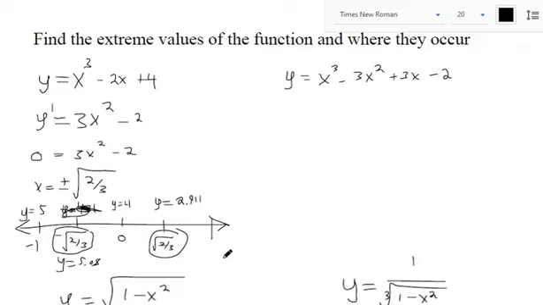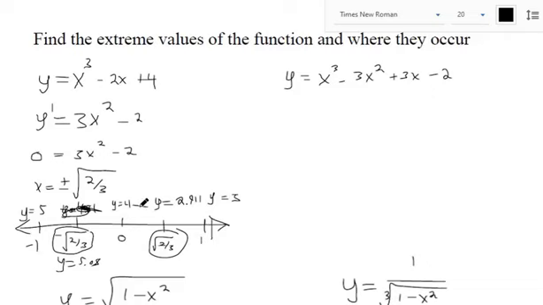We want to test the value to the left and to the right to verify that it really is a max or a min. So right now it's looking like a min because going from x equals 0 to x equals square root of 2/3, we drop down, right? But we need to test x equals 1, something to the right, to verify that. If you plug 1 into this function, 1 to the third is 1, 1 minus 2 is negative 1, negative 1 plus 4 is 3. And look, the function's starting to rise to the right of it.